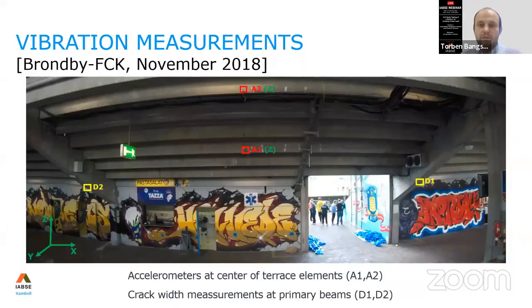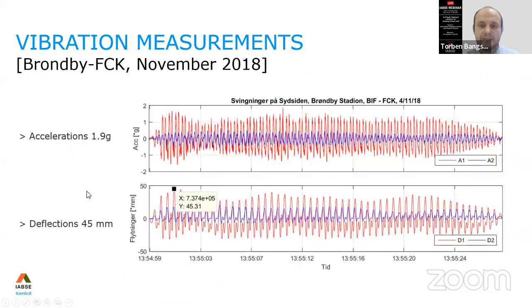Now, we conducted focused monitoring with accelerometers for the vibrations of the terrace elements. And we also looked at the cracks of the primary beams. And out of that came that we measured an acceleration of 1.9 g. That's not the same as you saw in the previous video from Brøndby Stadium. At that time, we only measured 1 g, and that was still enough to make an earthquake video out of it. But 1.9 g, that's quite severe.